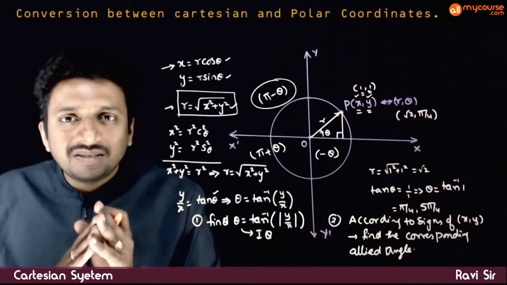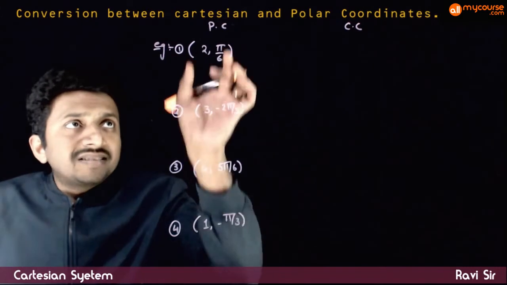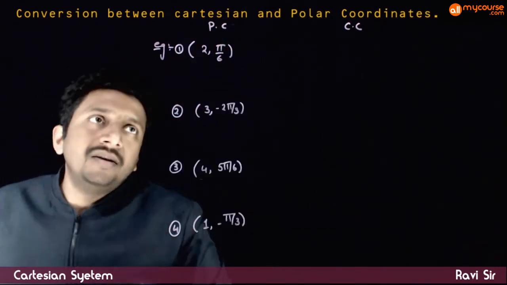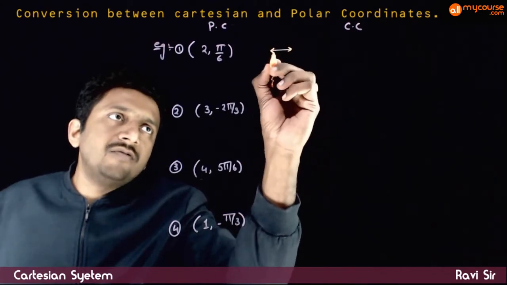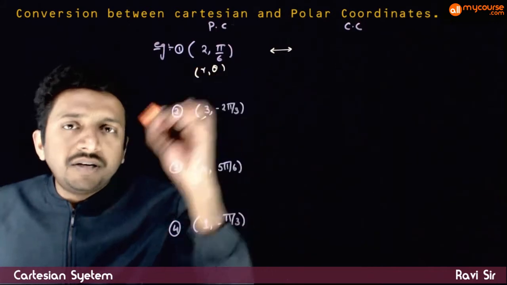Now let us see some standard examples. In the first set of examples, let us convert from polar coordinates to Cartesian coordinates. This is a very straightforward conversion as we have seen. So r and theta are given to you.